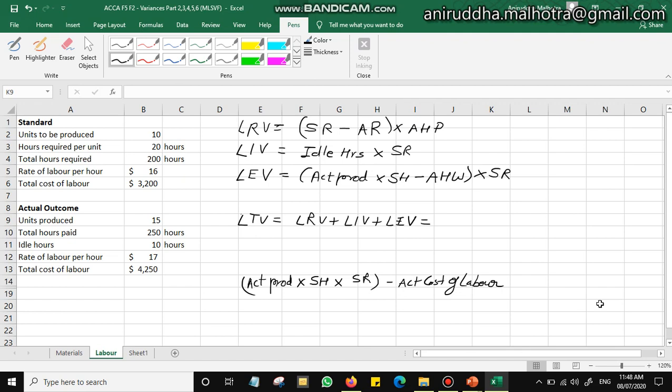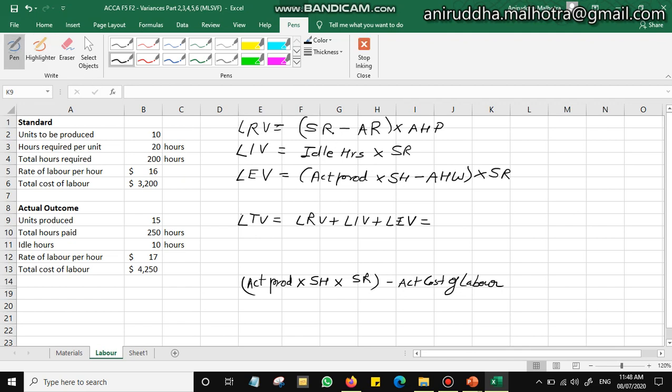Hence, the total hours required to produce those 10 units is 200 hours. The standard rate of labor is $16 and hence the total expected cost of labor is $3,200. In reality, we produced 15 units and we paid our labor for 250 total hours. Out of this 250 hours, 10 hours were idle. They were paid at a rate of $17 per hour and hence the total cost of labor for 250 hours was $4,250.